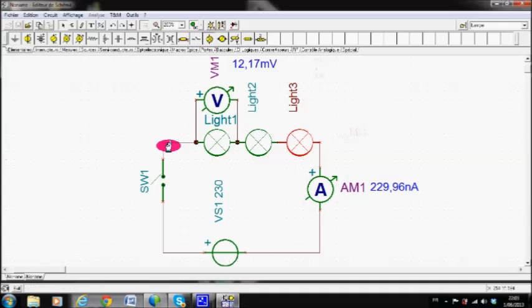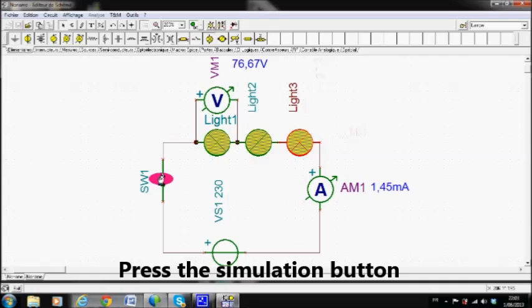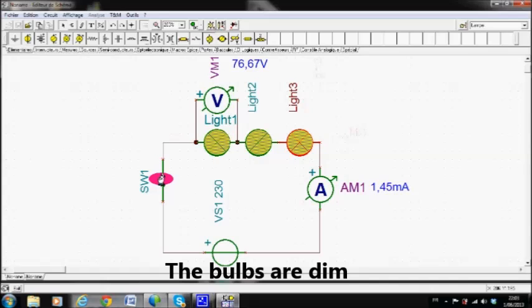I make the simulation, and you see my lights are not shining at all, as the current becomes 1.45 milliamps. So my 3 lights are not shining, because the voltage is divided by 3. Instead of the 230 volts necessary for the brightness of my lights, I get only 76.65 volts. This is not enough for my lights to shine correctly.